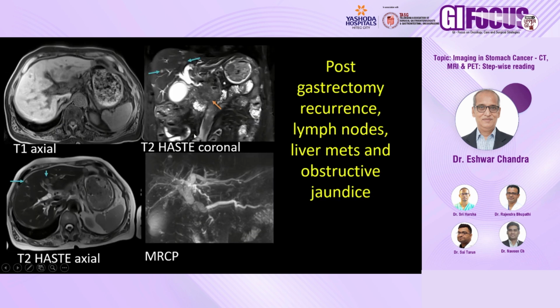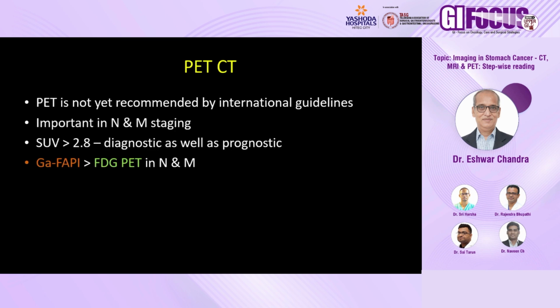Post-gastrectomy, again with obstructive jaundice, you find the remnant stomach here, a large bulky recurrent disease with nodes causing obstruction of the biliary tree with intrahepatic biliary dilatation. Also note these small metastases. MR is very good for picking up metastases, especially when you do a contrast-enhanced triple phase study.